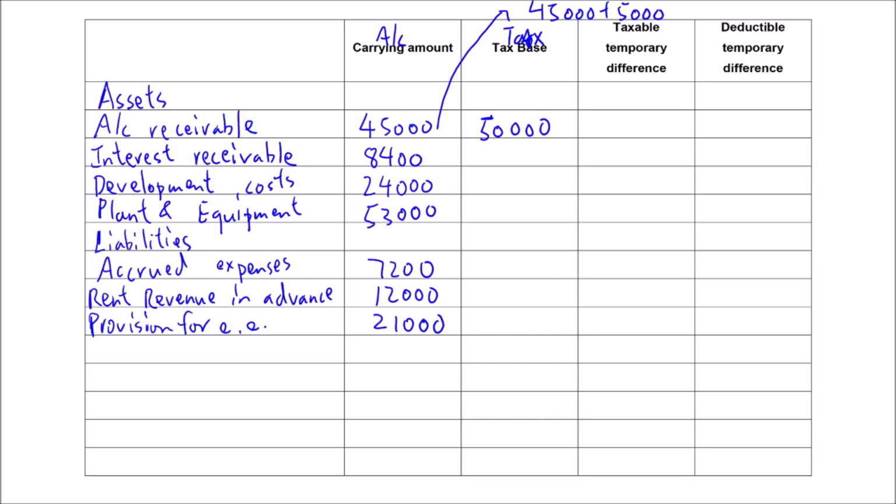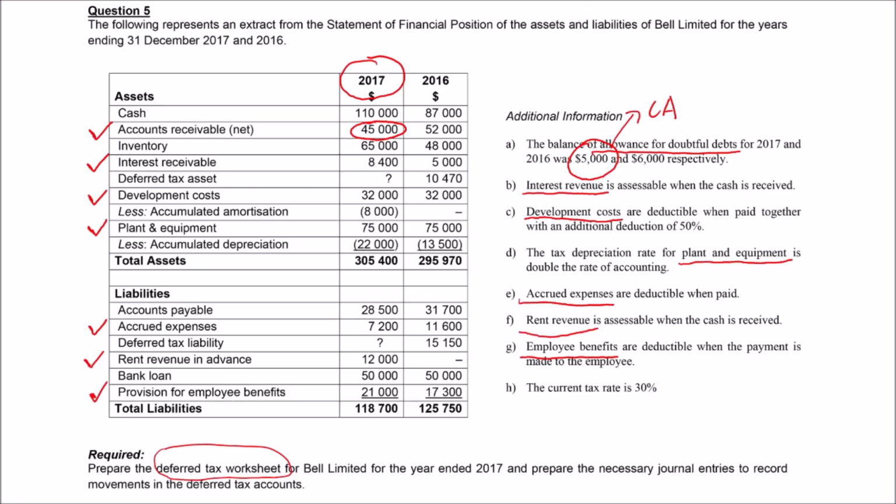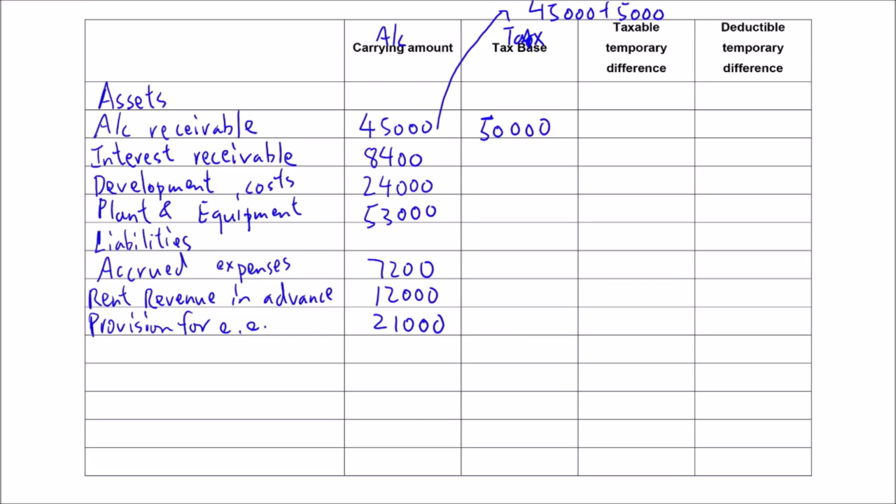The second one will be very simple, because with interest receivable, based on the original question, it says that interest revenue is assessable when the cash is received. What that means is that for tax purposes, interest receivable is accounted for on a cash basis. There is no tax base for interest receivable. So when we go back to the worksheet, interest receivable will have a tax base of 0.